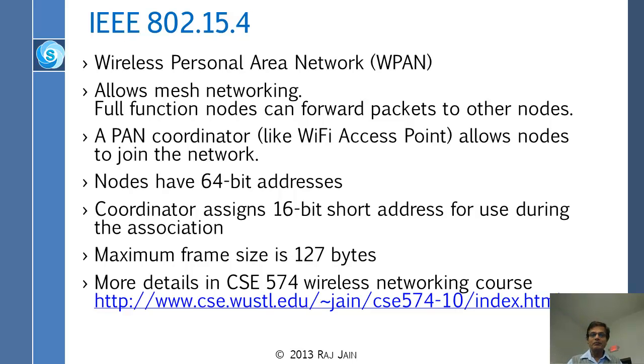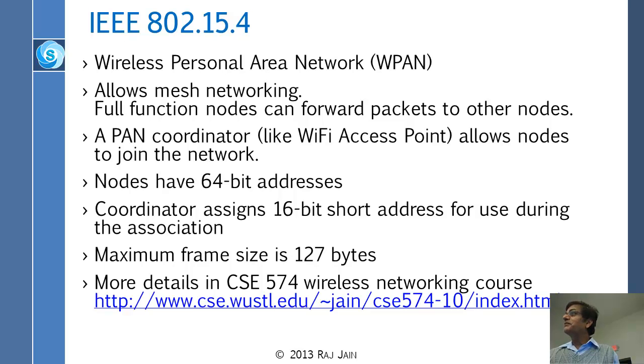All right. There is a central coordinator called the PAN coordinator. PAN is the personal area network, right? Just like the Wi-Fi access point, it allows the nodes to join the network. So if you want to join a network, you talk to the PAN coordinator, and each node has a 64-bit address. Unlike Ethernet, where you have 48-bit addresses, they have 64-bit addresses because there are too many of them. The coordinator assigns 16-bit short addresses. They say, okay, your 64-bit address is that, but we are not going to use it. We are going to give you this name. So there is a local address, which is just for use during communication, and that is 16-bit.